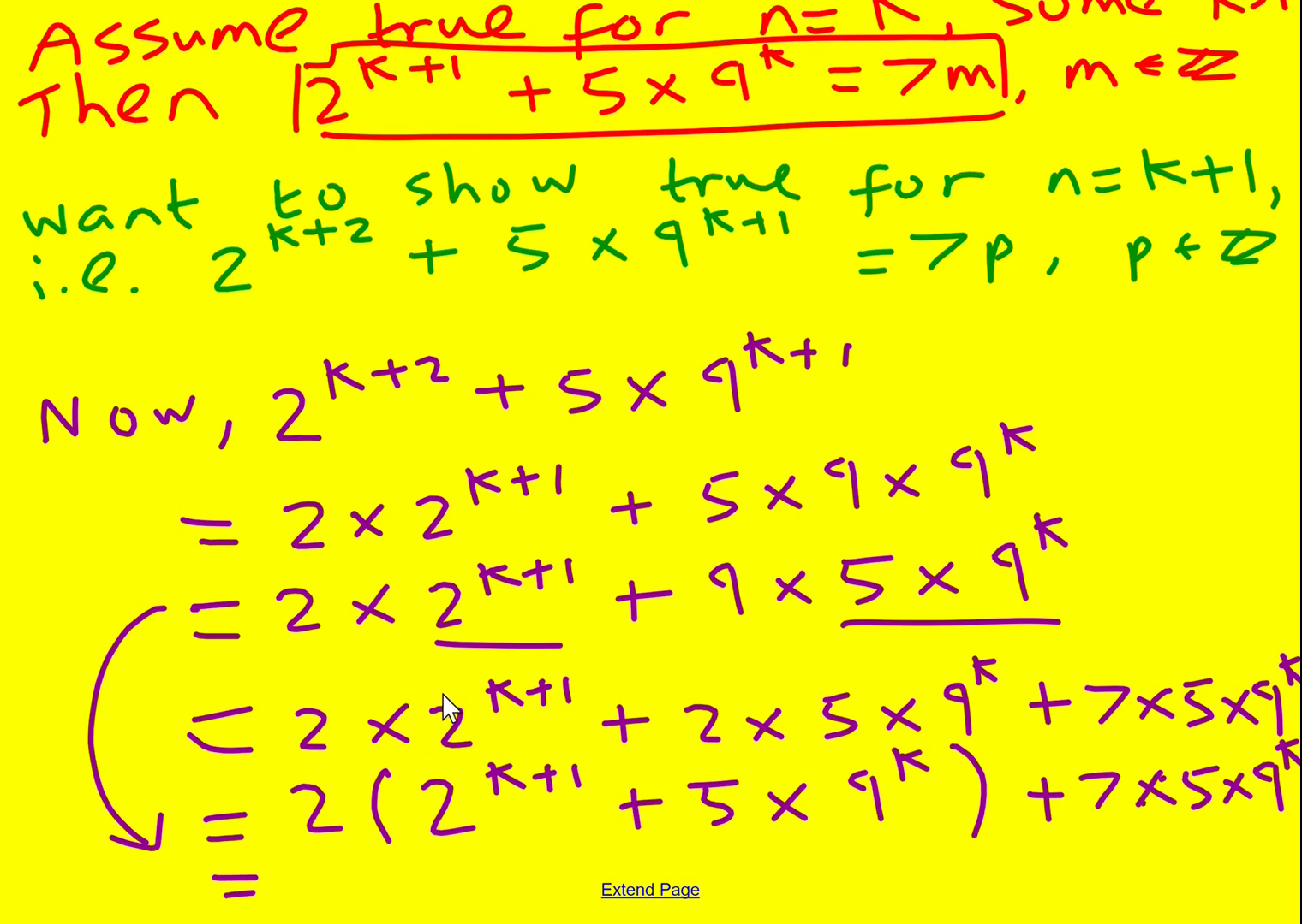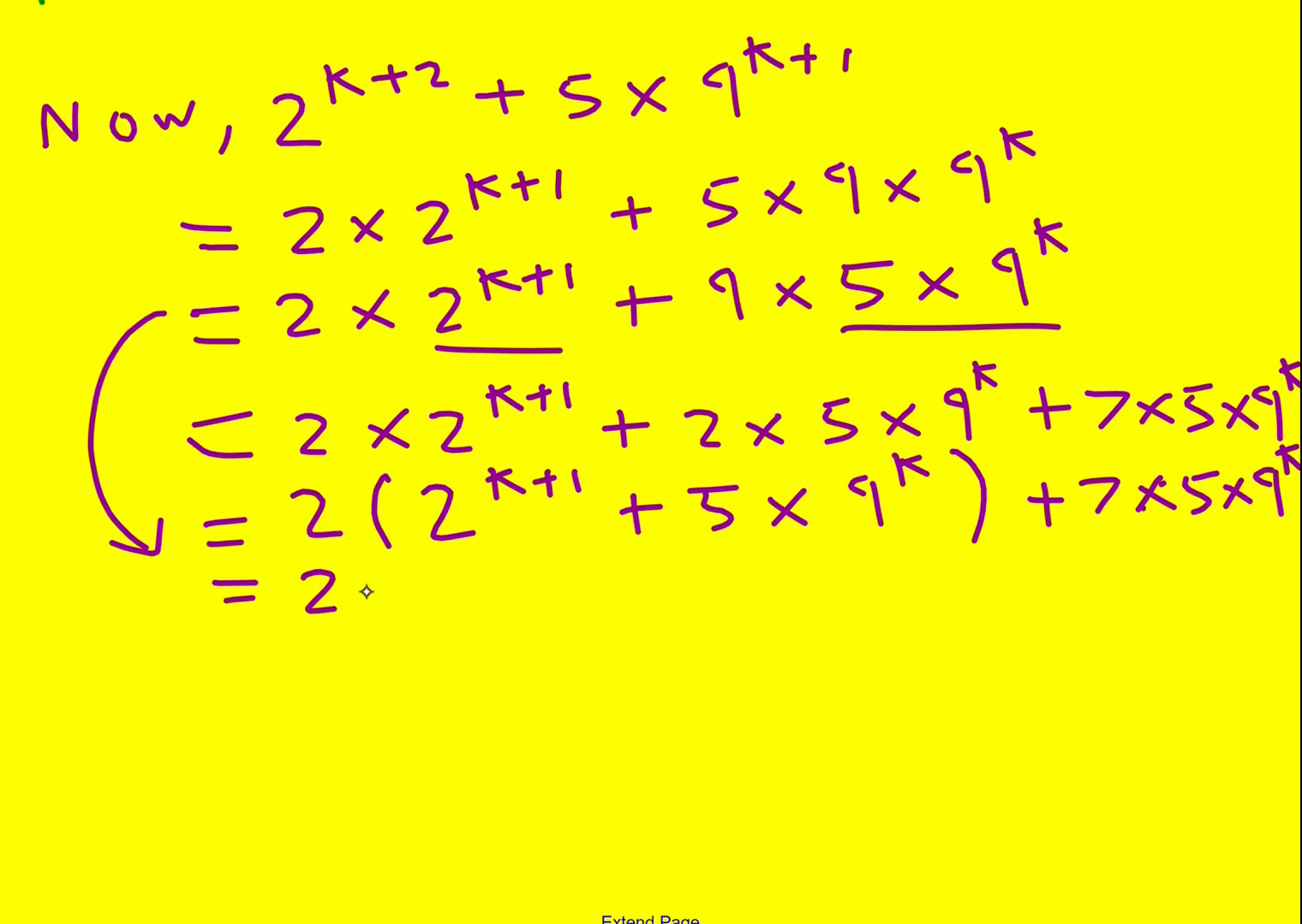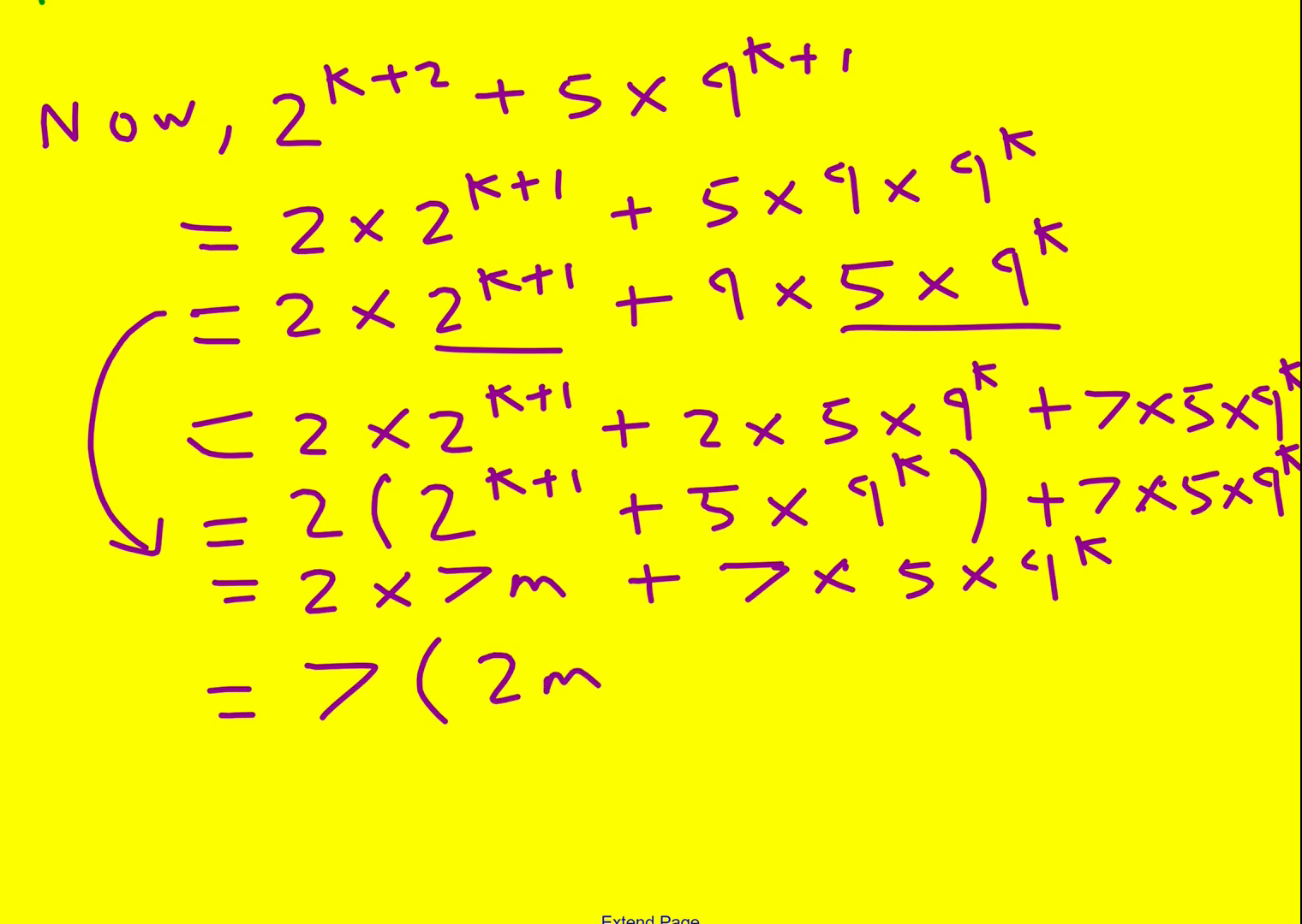Okay, but the thing is, I've assumed that it's true for n equals k, and so this bit here, which is the same as this bit here, is simply 7m. So it's going to become 2 lots of 7m plus my 7 lots of 5 times 9 to the k. And this is great because I have a factor of 7 in both. I can factorize that out. It's going to be 7 lots of 2m plus 5 times 9 to the k.